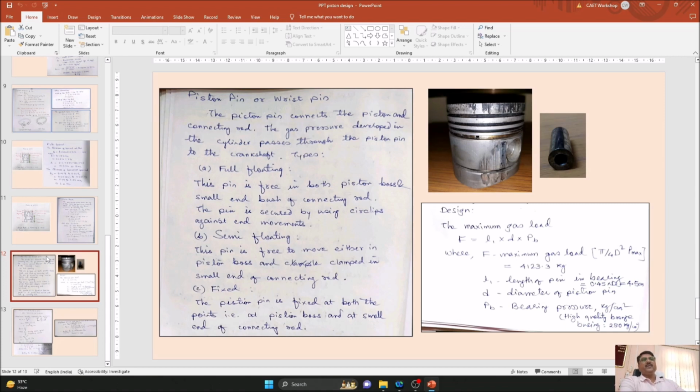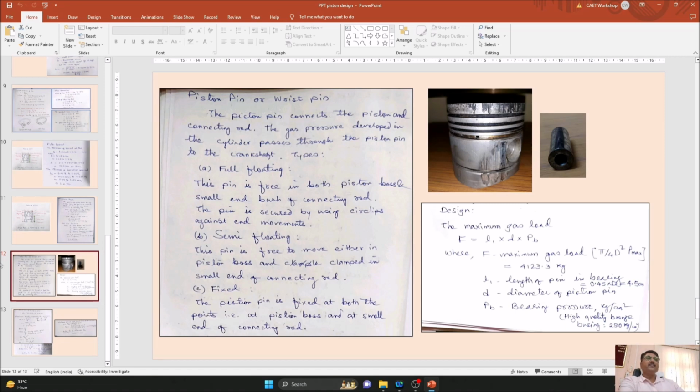Semi floating pin is free to move either in piston boss and clamped in small end of the connecting rod, and vice versa. If pin is free in small end of the connecting rod, then it will be clamped in the piston boss. Third type is fixed. The piston pin is fixed at both the points, that is at piston boss and at small end of the connecting rod.